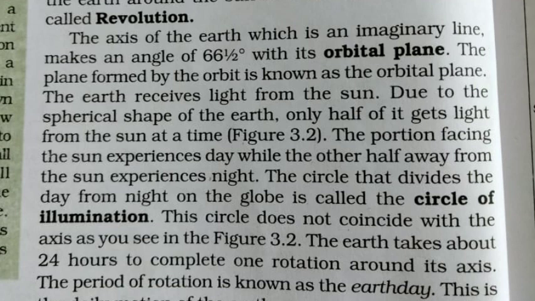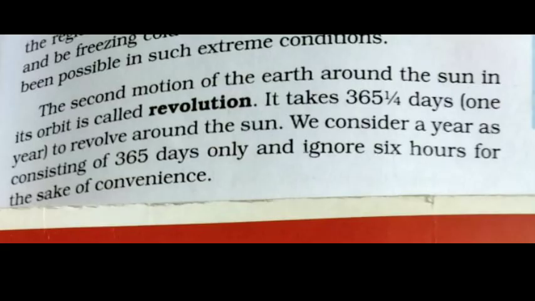The earth takes about 24 hours to complete one rotation around its axis. The period of rotation is known as the earth day. The second motion of the earth around the sun in its orbit is called revolution. It takes 365 1/4 days, that is 1 year, to revolve around the sun.